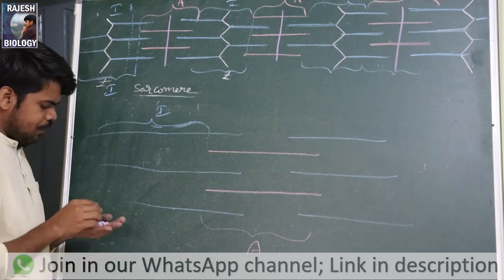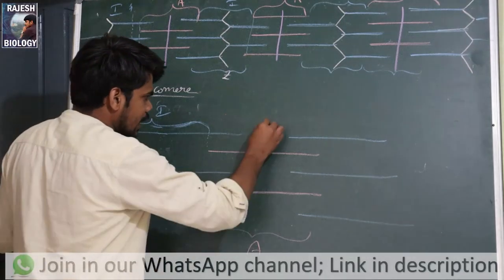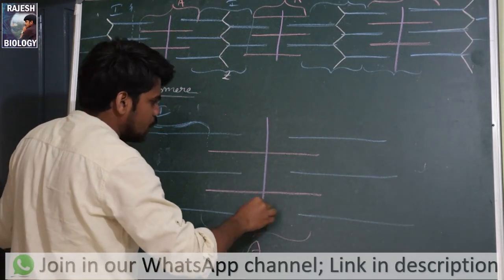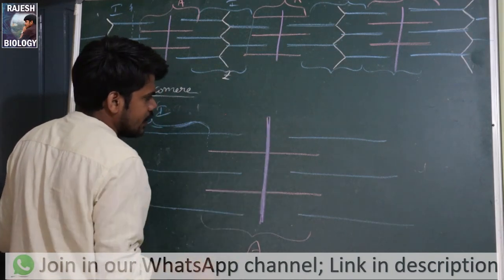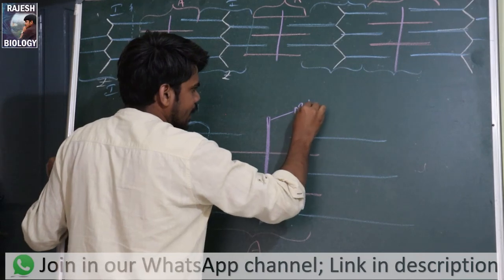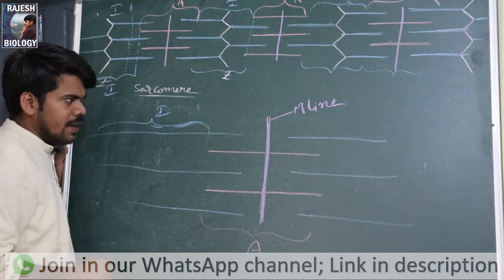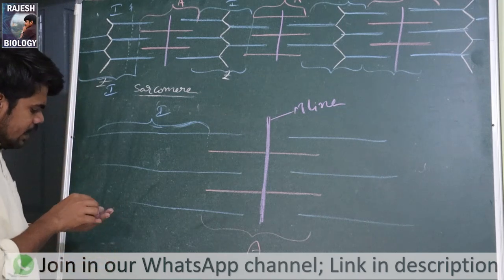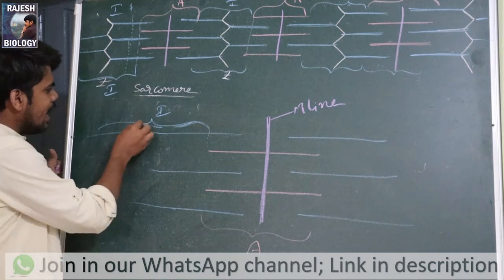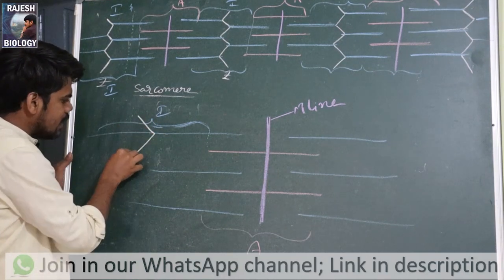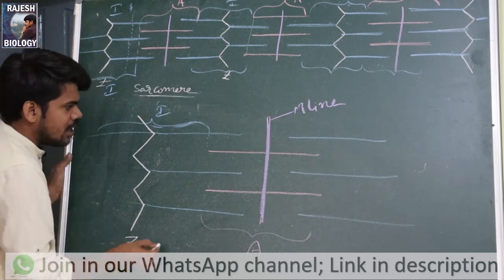This is the A band. In the middle of the A band, there is a fibrous tissue layer. That fibrous tissue layer is called the M line. Because it is present in the middle, that's why it is called the M line. Similarly, in the middle of the I band also, there is a line. That is called the Z line.